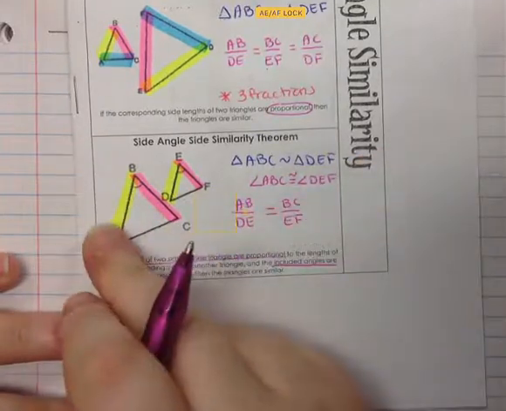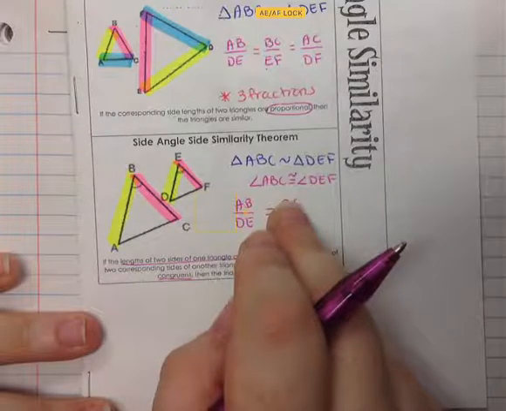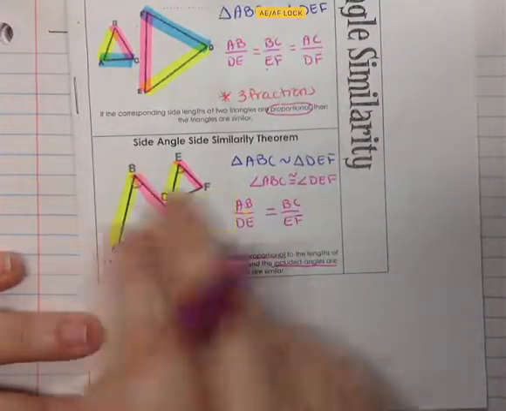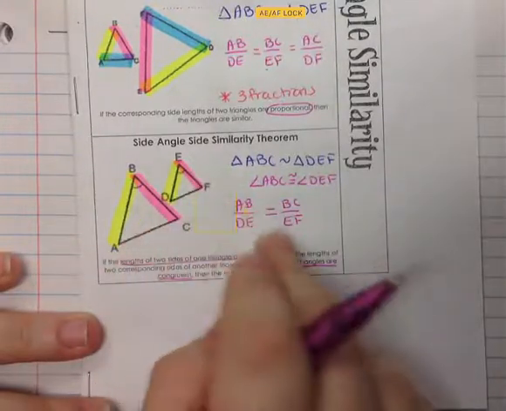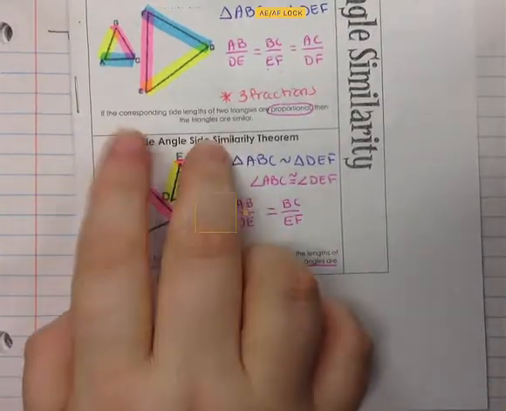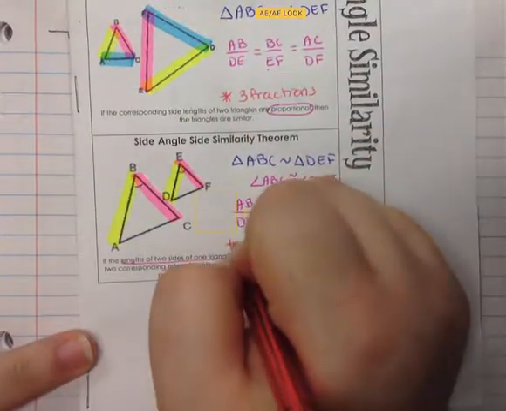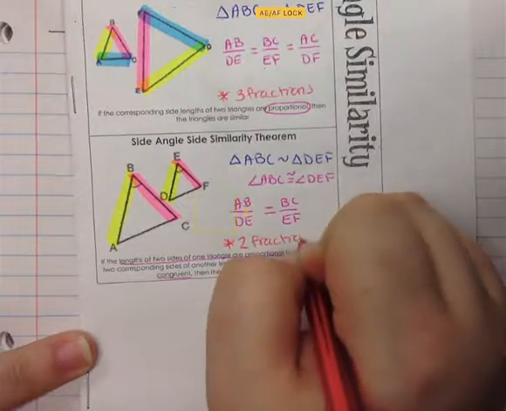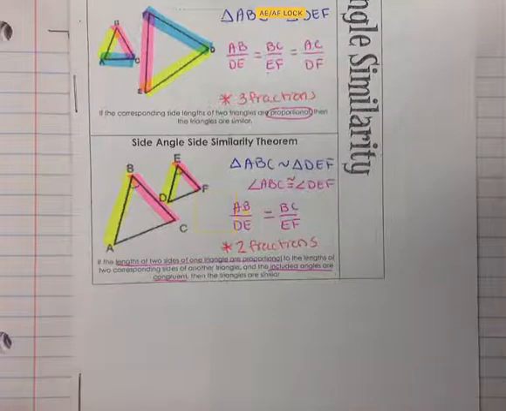Now, if I start with the first triangle on the top, I have to do the first triangle on the top on the second fraction as well. So I did AB on the top and I did BC on the top. DE was on the bottom, so EF has to be on the bottom. Now on here, because we have 2 sides, you should have 2 fractions. We're going to use this to be able to prove that triangles are similar to each other.